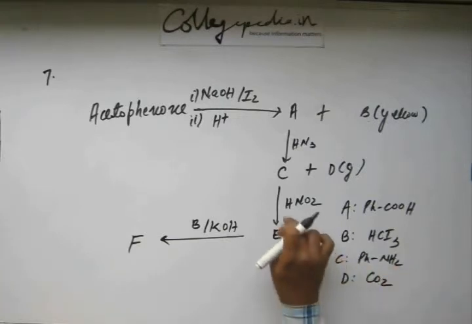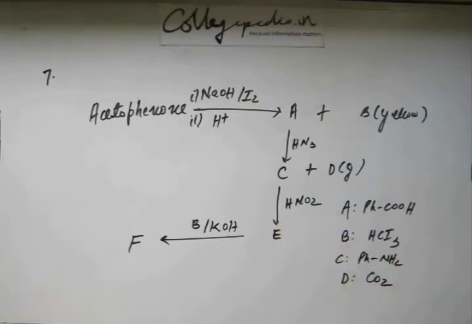Now you have amine, and you're adding HNO2 on this amine. So you know which reaction this is. This is diazotization reaction, the last reaction we have studied, and this E, we'll have no trouble in identifying. This E will be phenol. NH2 group comes out in the form of N2 gas, and OH group gets added. This is phenol. On phenol, you're adding KOH and iodoform, and you're getting F.